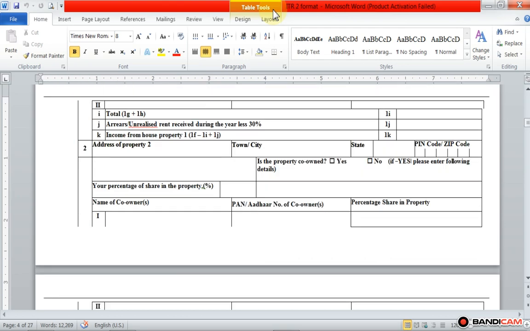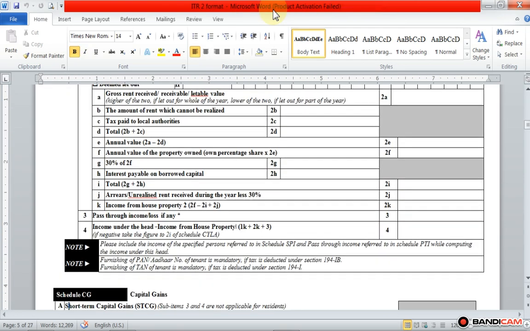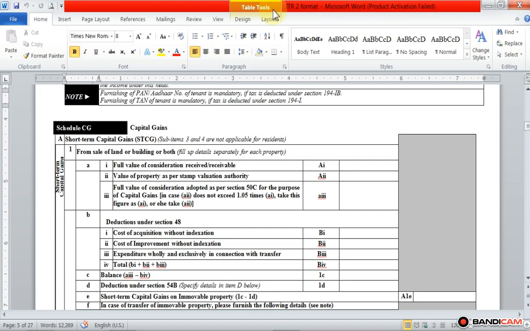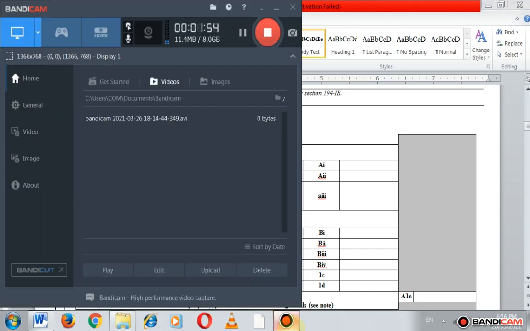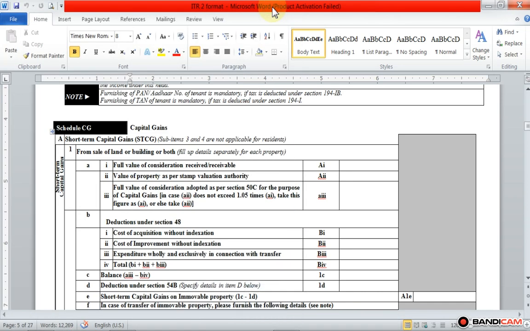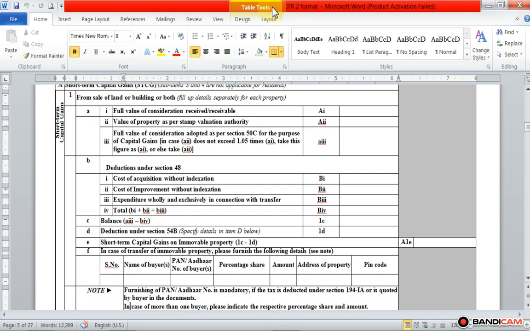Then next one is capital gain, Schedule CG, relating to the capital gain. Capital gain includes short-term capital gain as well as long-term capital gain. We already discussed which points are covered under capital gains, and which information we have to fill while filing income tax return form number 2.